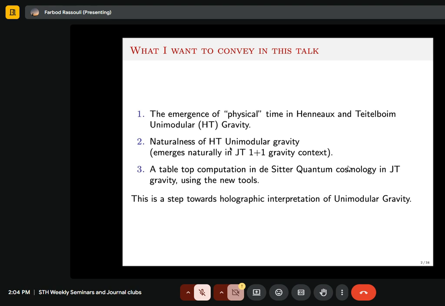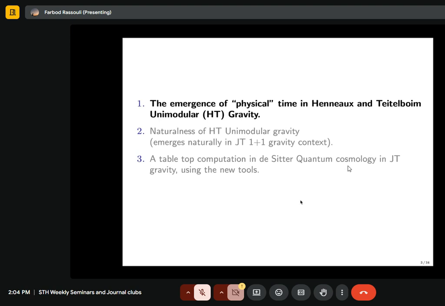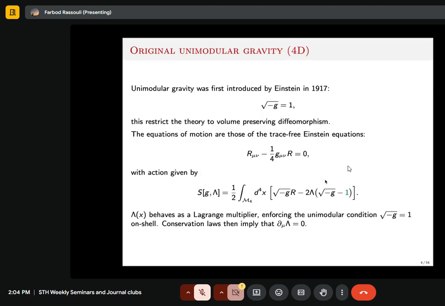But let's get to the first point, the emergence of physical time in HT gravity. I need to first say what unimodular gravity is. Unimodular gravity was basically introduced by Einstein. It's basically the first equation, I think you can see my pointer: root of minus g equals 1. This is going to restrict our diffeomorphisms to volume-preserving diffeomorphisms, and it will give you the trace-free Einstein equations.